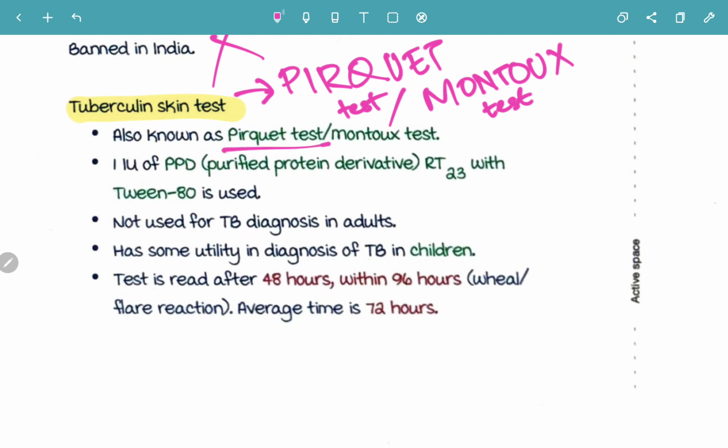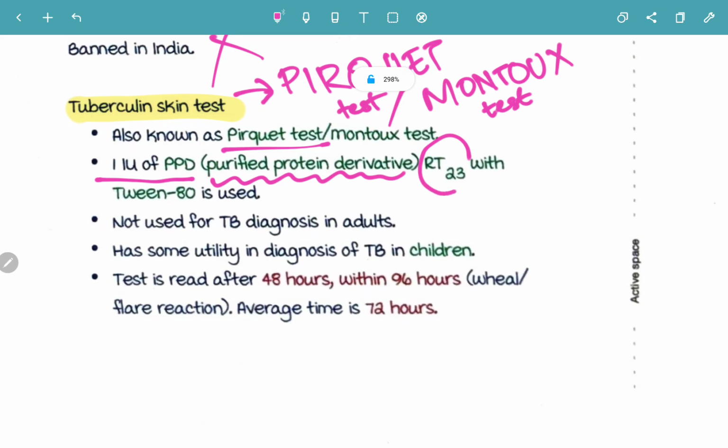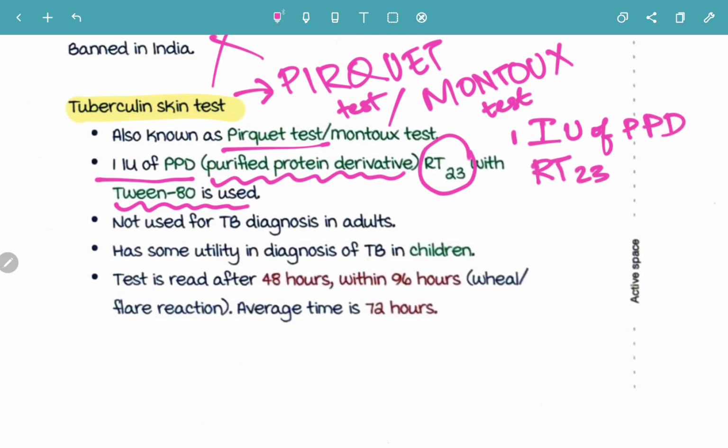So Pirquet test. 1 unit of PPD, that is your purified protein derivative. 1 international unit of purified protein derivative. What strain? RT23 with Tween 80 is used. Remember, very important, 1 international unit of purified protein derivative. What strain? RT23 with Tween 80. So it is not used for TB diagnosis in adults, but has some utility in diagnosis of TB in children.